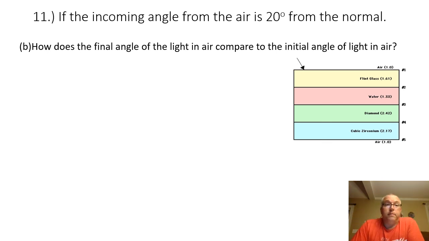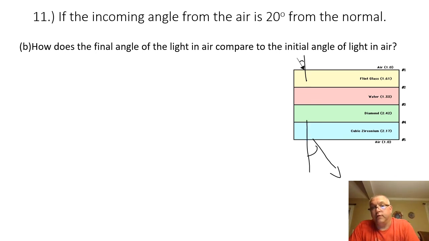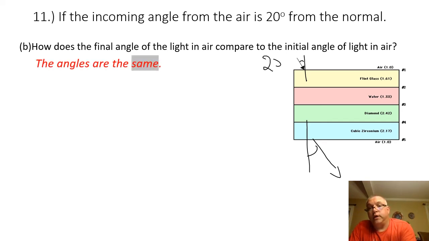And finally, part B asks, how does the final angle of the light in air compare to the initial angle of the light in the air? So what they are trying to find out is, how does this angle of incidence compare with this angle of refraction? Sorry, I didn't draw my normal very accurately there, but that's what they're looking for in this question. And the angles, if you notice, were the same. This angle was 20 degrees, and this angle was 20 degrees, and that is not an accident.